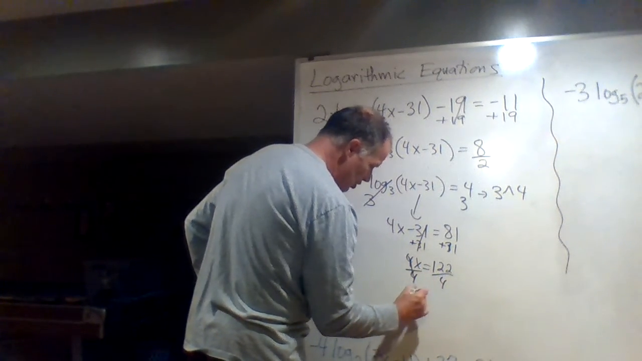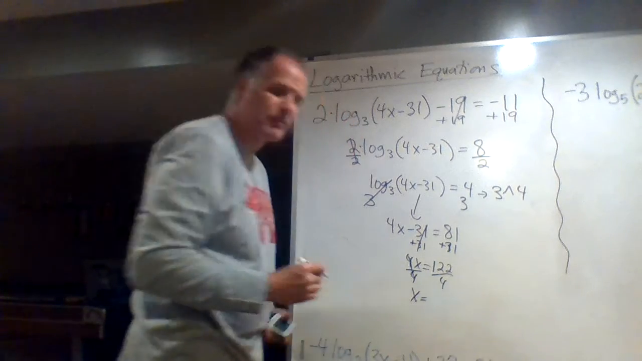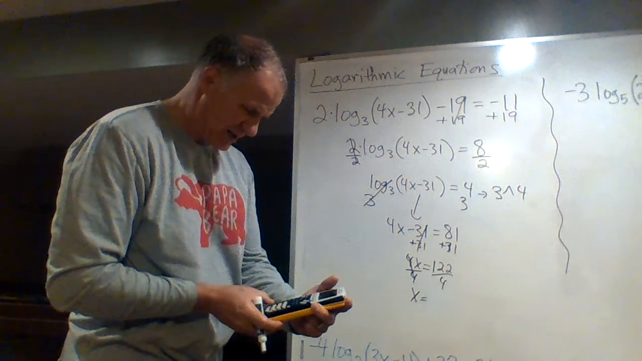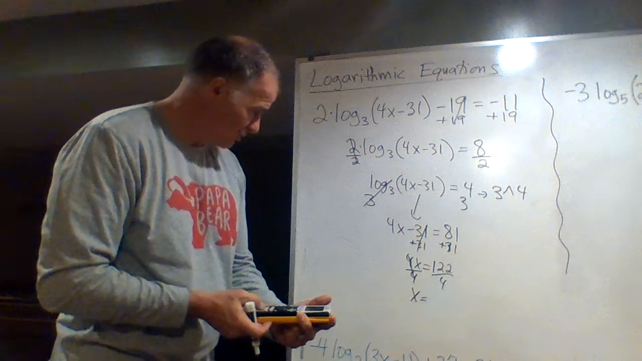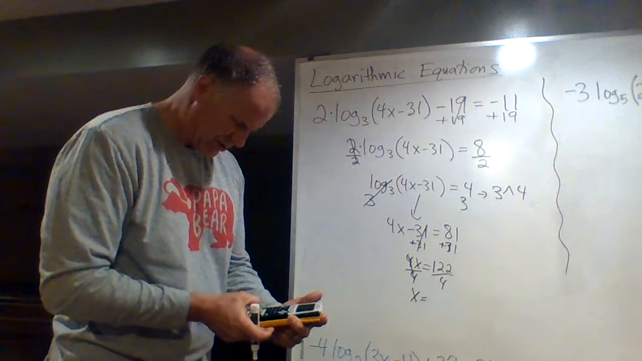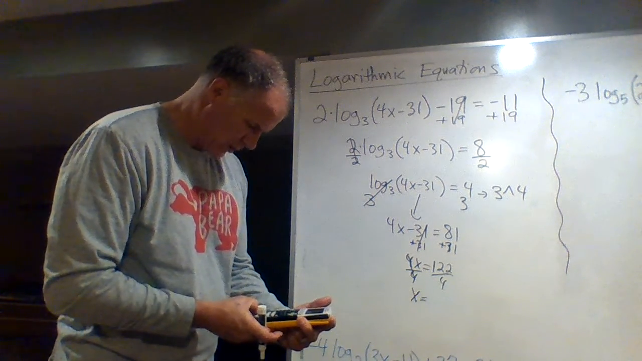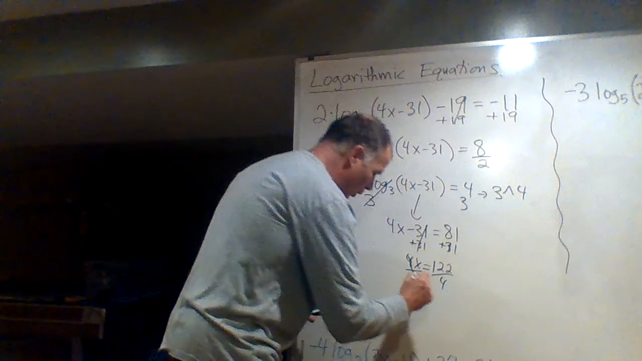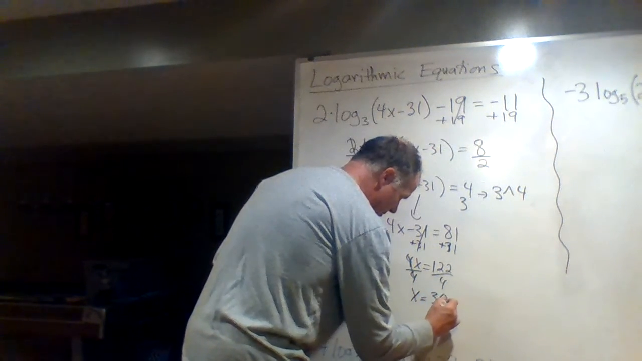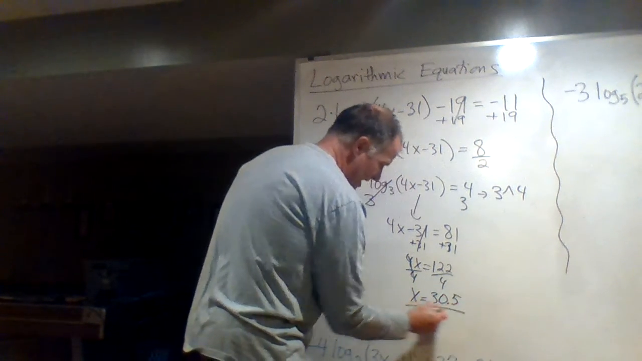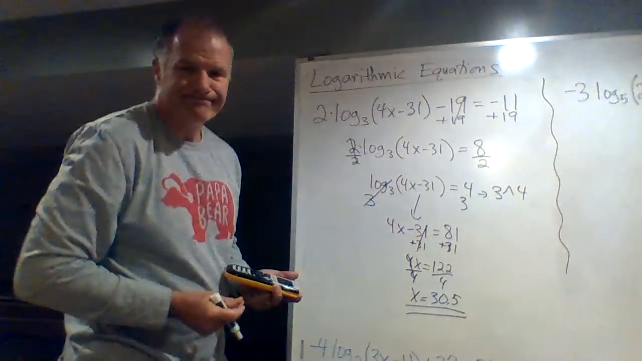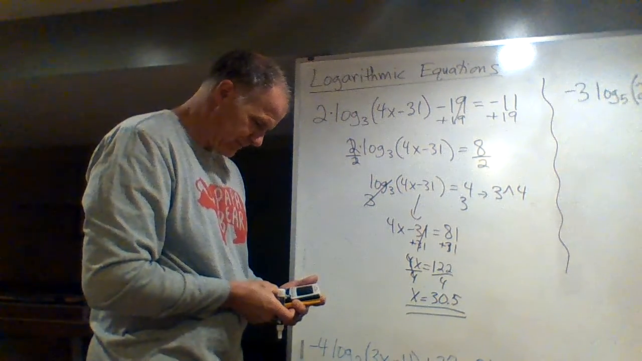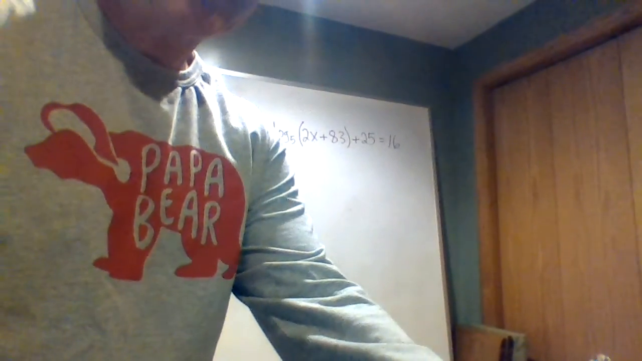Now remember, guys, a lot of these answers will be decimals. I think this one is a decimal. They're not crazy decimals, so 122 divided by 4, yeah, 30.5. Boom. There we go. 30.5 is our answer. Okay, let's do another one together, and then you'll have one on your own.